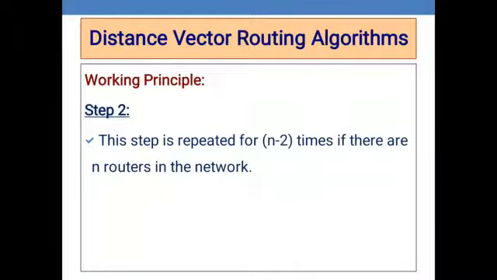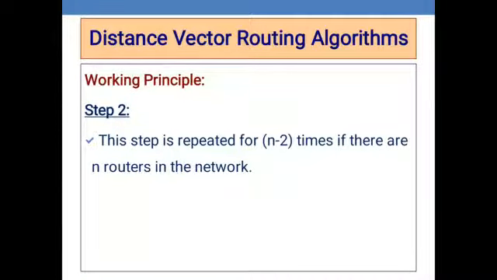In the next step, the same thing happens: the neighboring nodes inform the remaining nodes about the updated information. The same thing will be repeated up to n minus 2 times if there are n routers in the network.